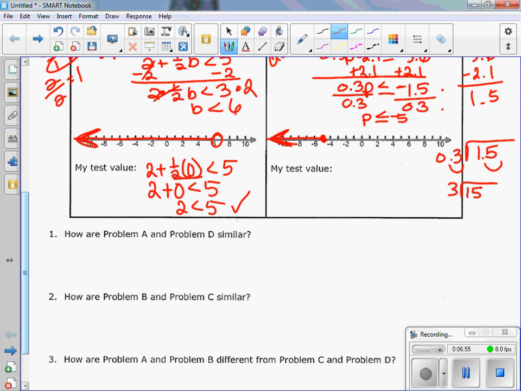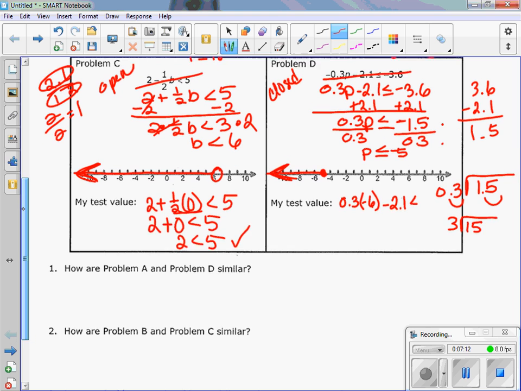So let's pick our last test point to make sure it works. 0 is not in my solution set, so I cannot choose that. So I'm going to choose negative 6. So I've got 0.3 times negative 6 minus 2.1 is less than, I think that was 3.6. Negative 3.6.